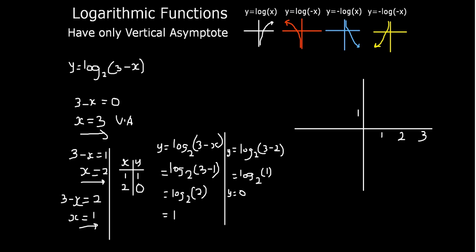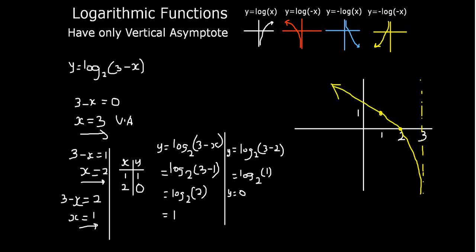Okay, what is our VA? Our VA is 3 now. Our VA is not 0 now. It's 3, the vertical asymptote. And then looking at the points, where x is 1, y is 1, which is this point. And where x is 2, y is 0. And we are expecting a graph like this, because x is negative and y is positive. We expect the graph to go like this. Right, let's do it.